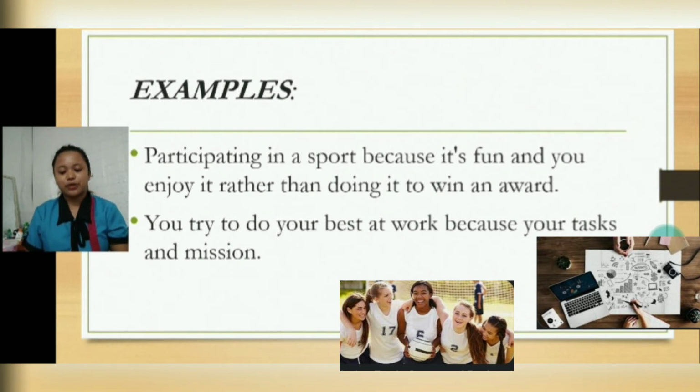So in intrinsic motivation to learn, you need something that you want, such as fulfillment or satisfaction, regardless of extrinsic factors such as pay and benefits, rather than separable consequences. So that is intrinsic motivation.